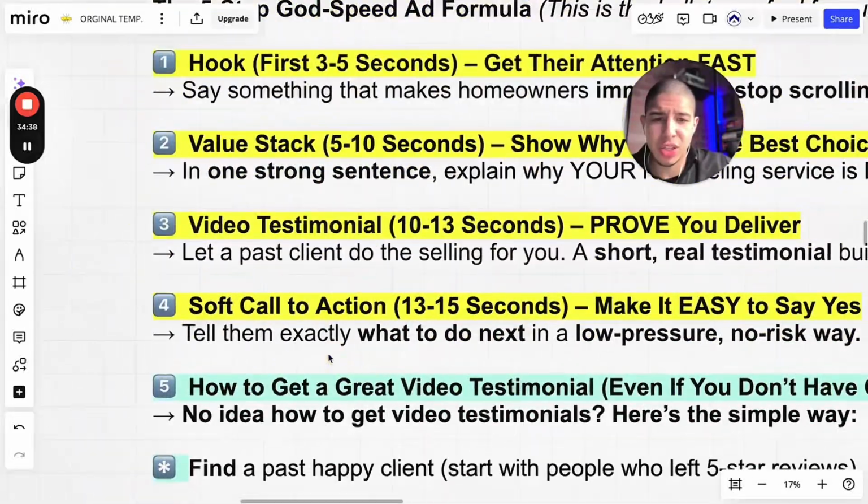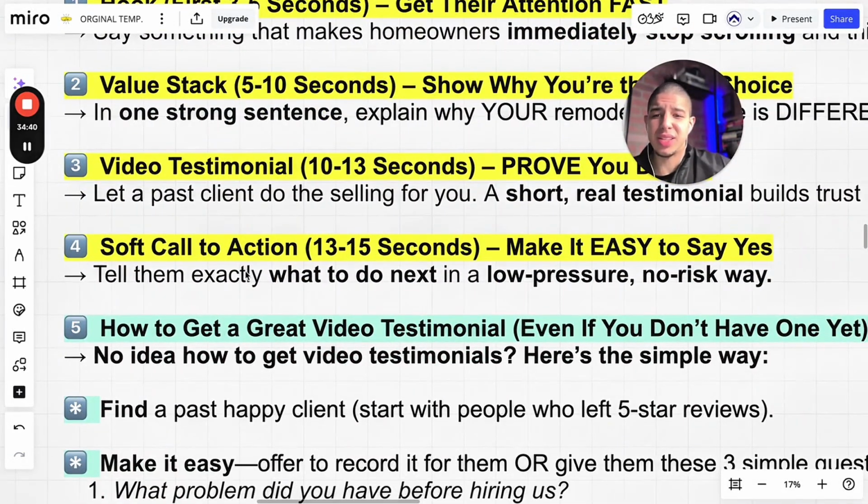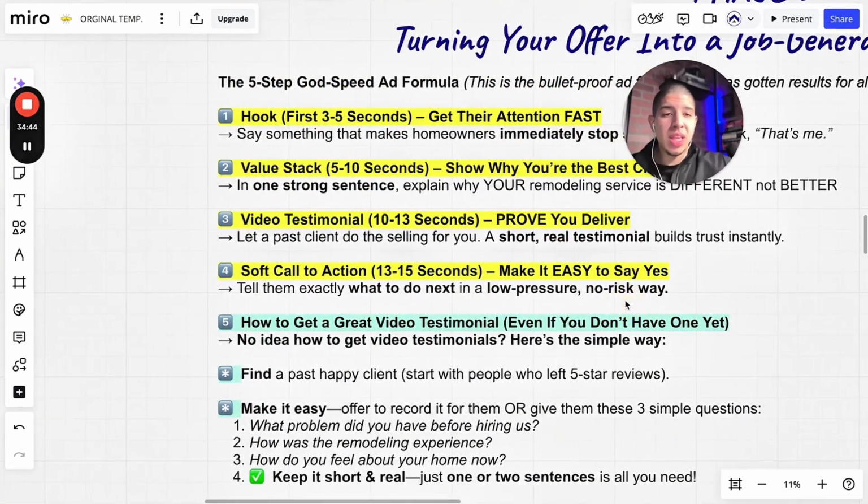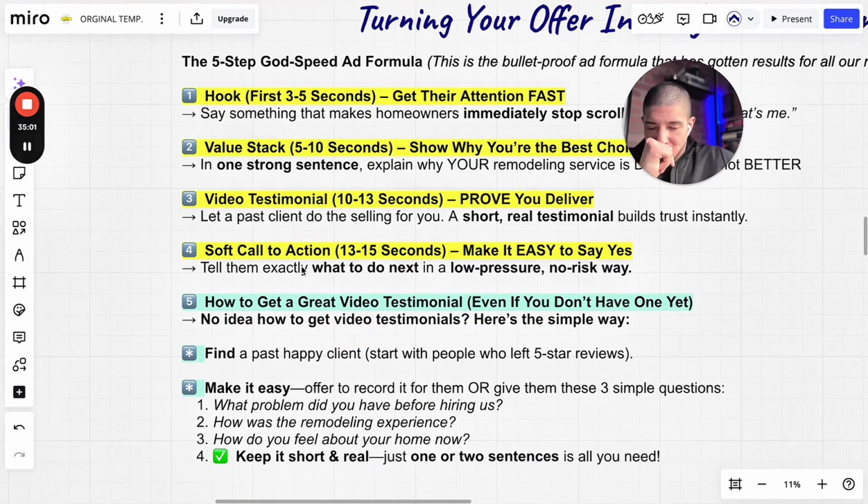So soft call to action, 13 to 15 seconds. Make it easy to say yes. Tell them exactly what they do next. Low pressure, no risk. If you're just interested in possibly looking at some solutions to get your desired outcome and not deal with the pain point, click learn more. And on the learn more, make it simple, right? Simplicity. I'm not even going to get into that.